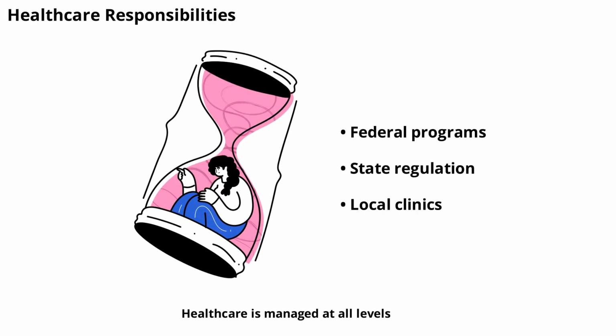Healthcare is managed at all levels. The federal government runs programs like Medicare and Medicaid, states oversee public health and regulate insurance, and local governments provide clinics and emergency services. This layered approach helps address the diverse health needs of Americans.